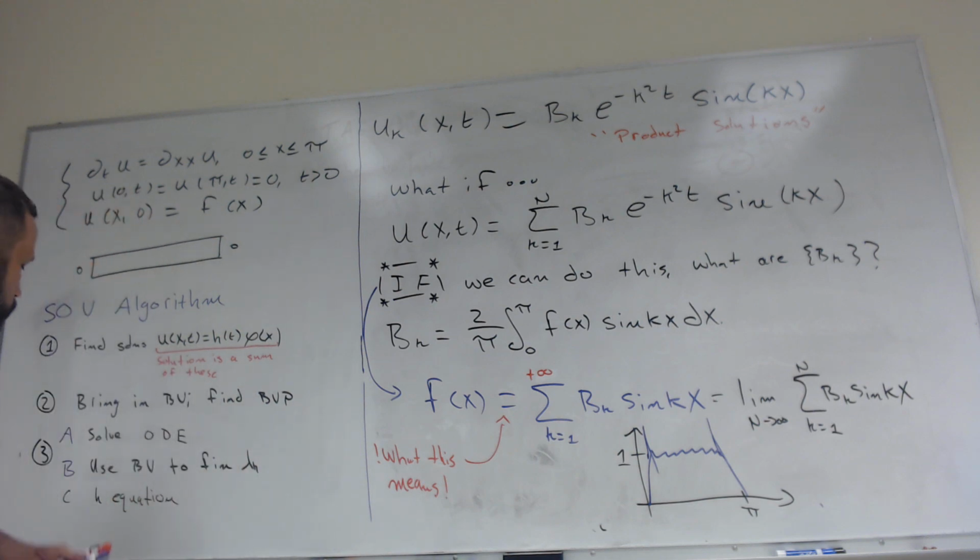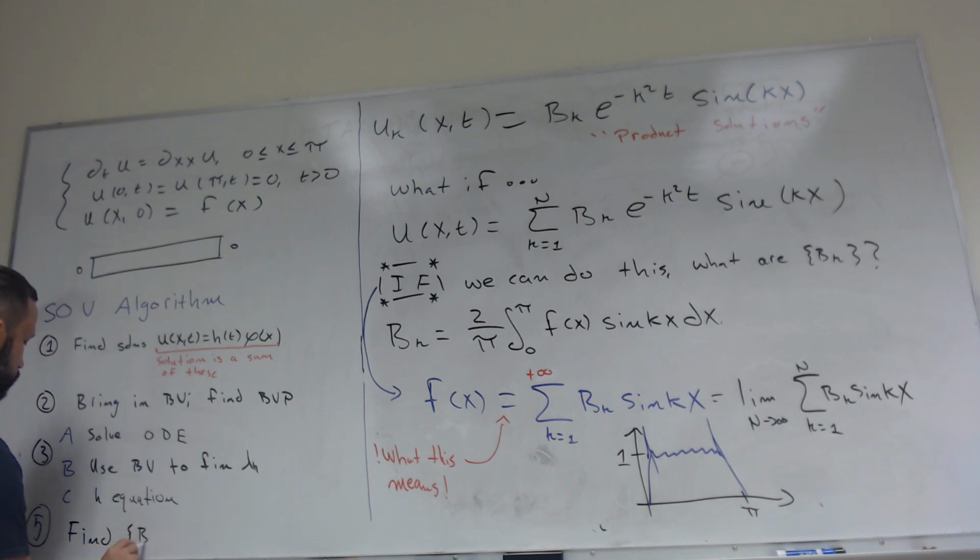I didn't mention over here, steps 4 and 5 are somehow together. The book kind of puts them together. Basically, just finish, so find the BK coefficients. I'll just summarize it like that.